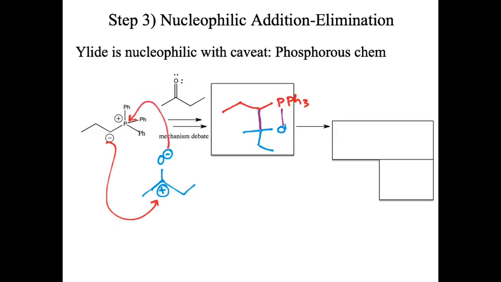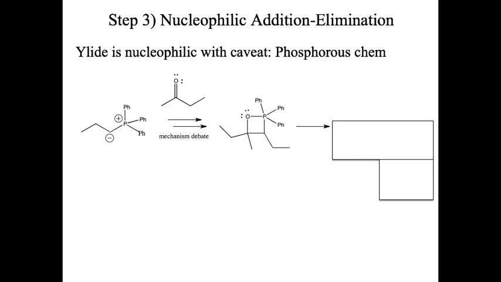This is the mechanism debate, deciding how we get to that structure. Based off of where all the orbitals are, we could make an argument that it forms simultaneously across that. We don't really know. But we end up going through and forming this cyclic intermediate. So we know this exists.